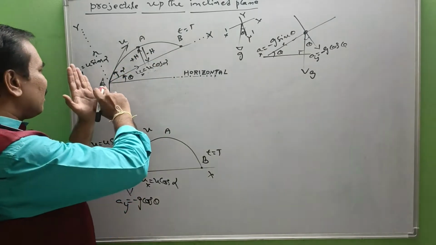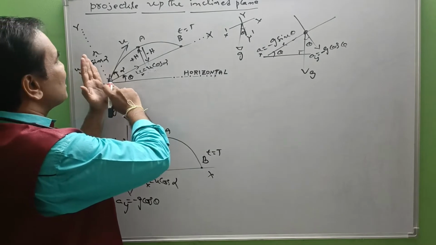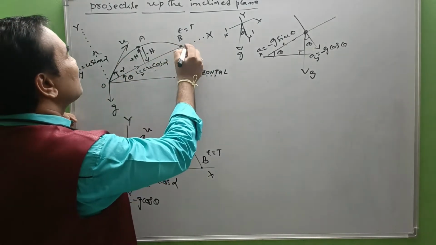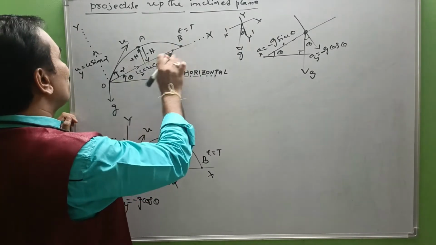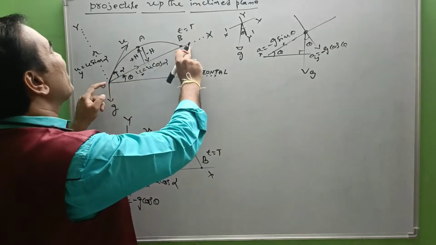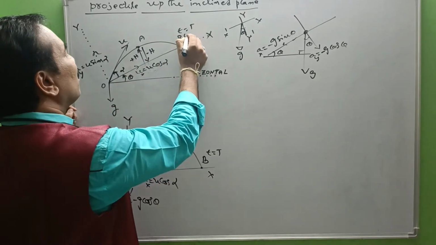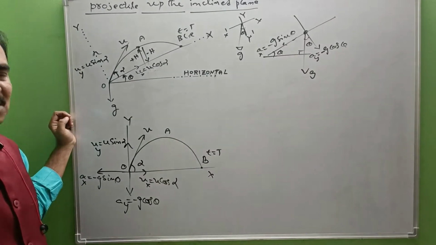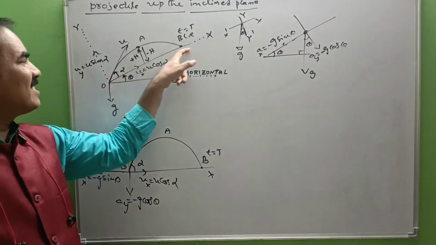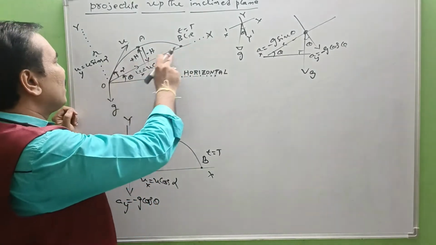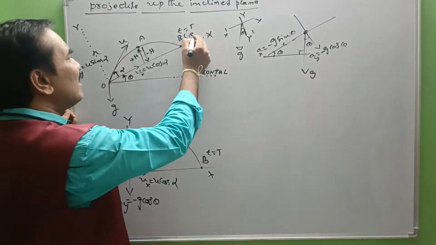Now what is the total displacement or distance covered by the projectile along the x-axis from O to B? That is range. So O to B, this is the distance or displacement covered by the projectile along the x-axis. So the x coordinate is R, range. The total distance or displacement covered by the projectile along the x-axis in the entire flight is known as range. So from here to there, that is range. So the x coordinate is range.